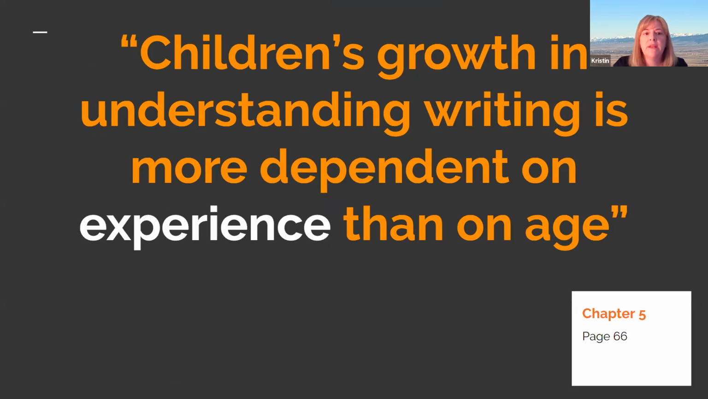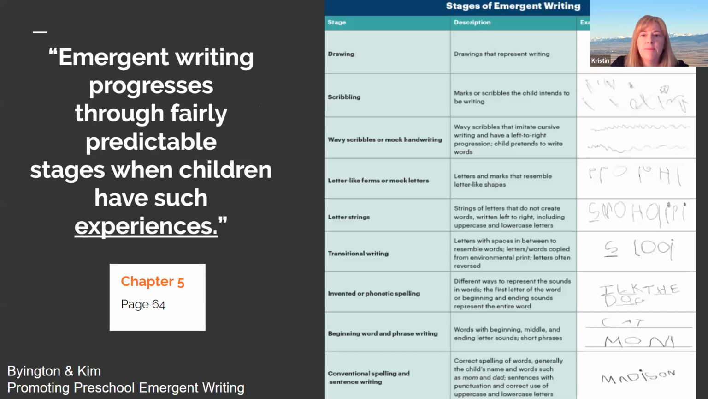Children's growth in understanding writing is more dependent on experience than on age. And I love that quote because it's not dependent on the severity of the child's disability necessarily. It's dependent on their experience. And so I just wanted to pause here to wonder how that lands with you, what comes to mind as you think about the progression of writing, and also as you saw all the examples they gave of emergent writing in this chapter.